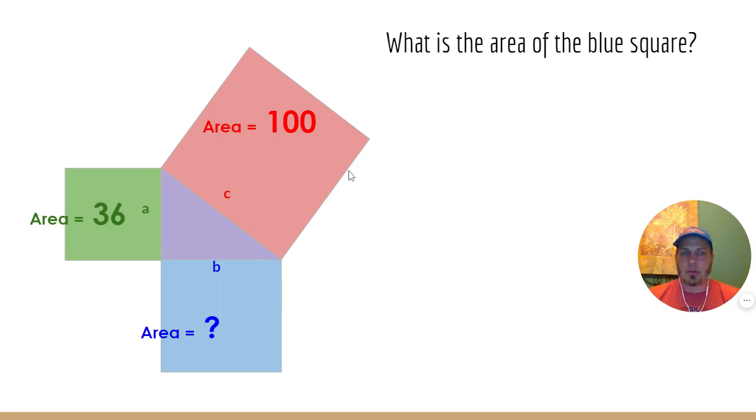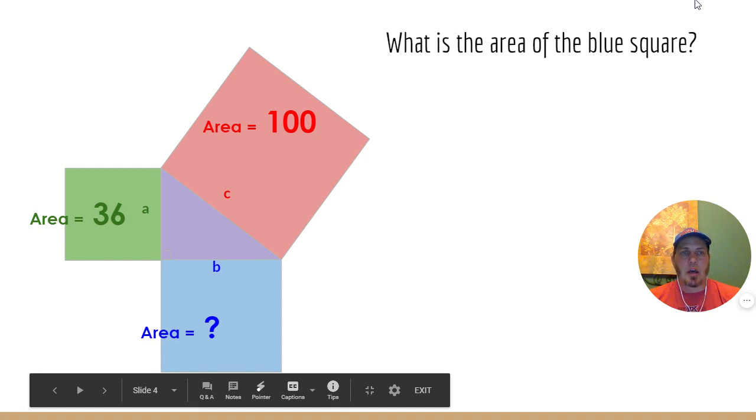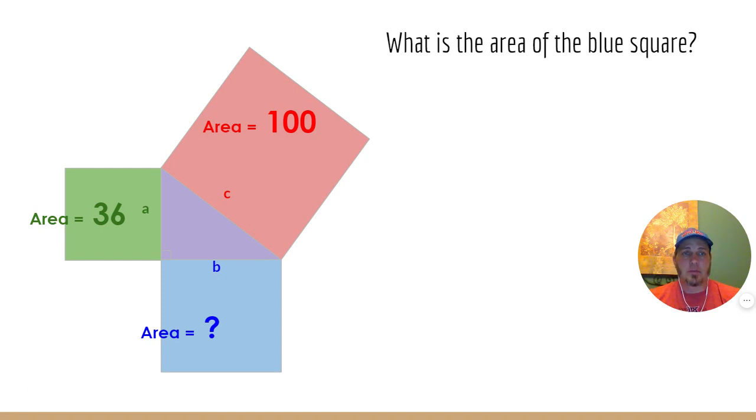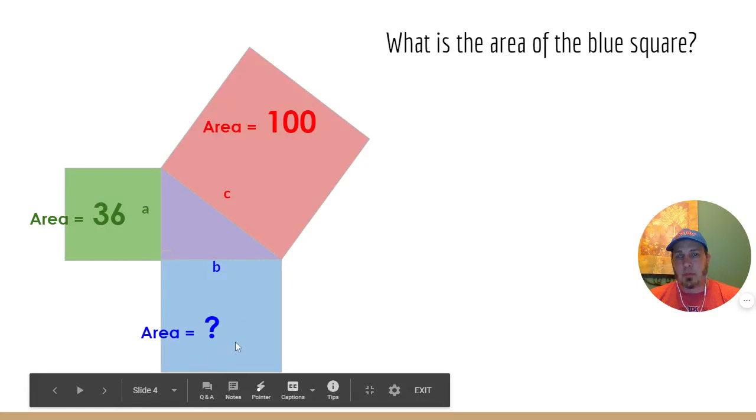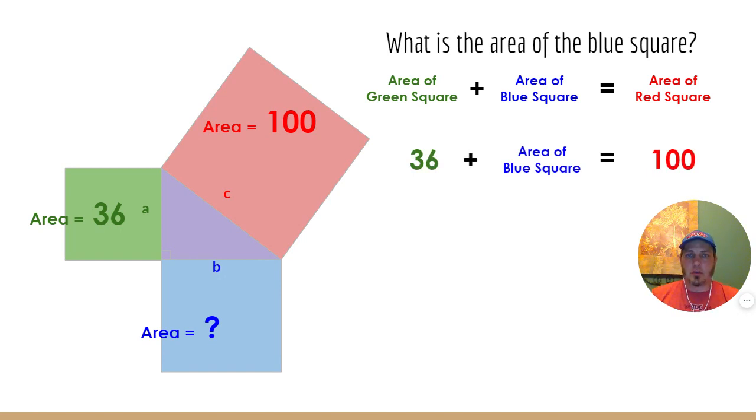So here's something a little different. I know how big this side is, right? I know how big that square is, I should say. I don't know how big this square is, but I do know how big this square is. So what we're going to do is say the area of the green square plus the area of the blue square, because a squared plus b squared equals c squared, is going to equal 100. So 36 plus something equals 100. You would know that in order to do that, you would subtract 36 from 100, you get 64.